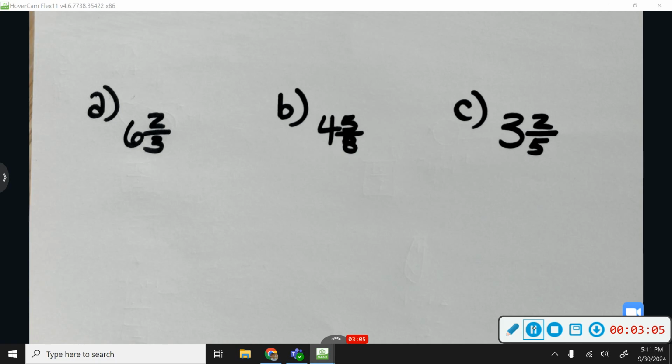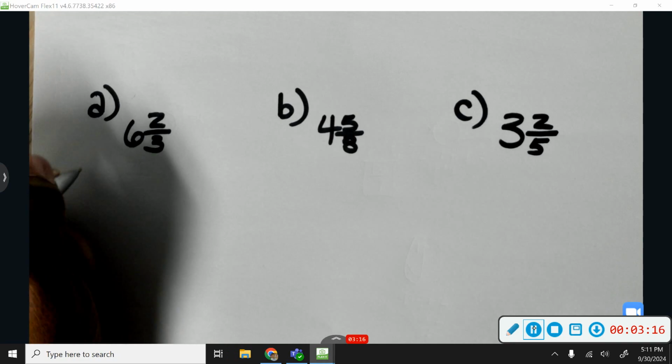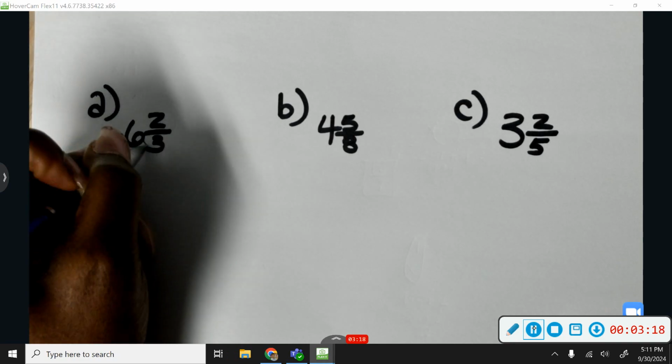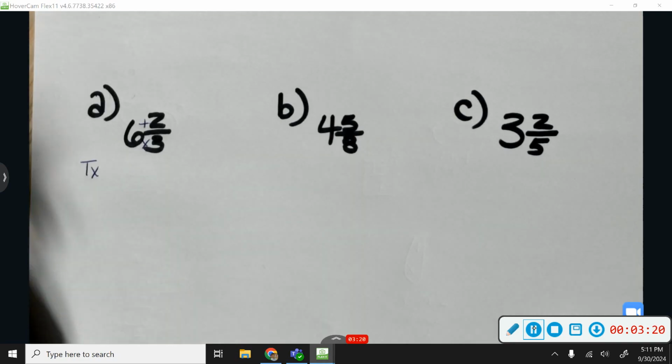Okay, so let's try one more. Same thing that we did last time. And then I'll leave B and C for you to try independently by yourself. Let's look over one more as a quick example. So in this case, again, TX, times add. Just like when we're doing GEMDAS, the first thing I'm going to do, I would multiply first, then add second.